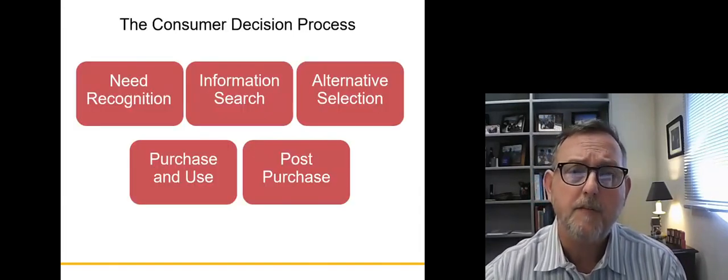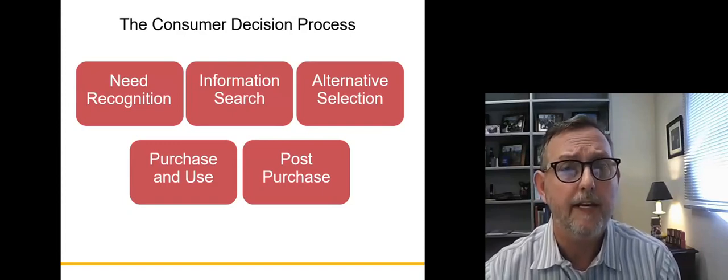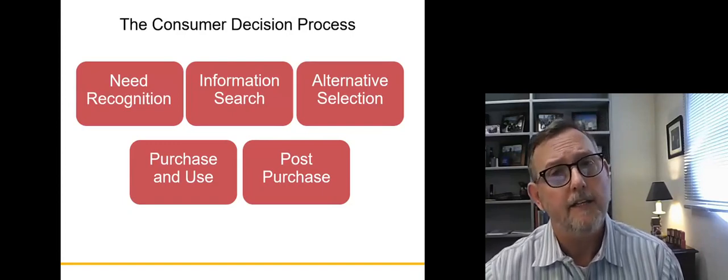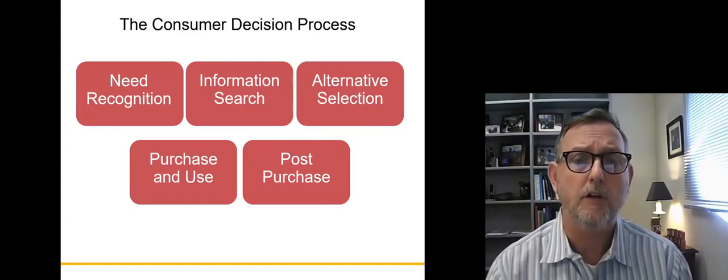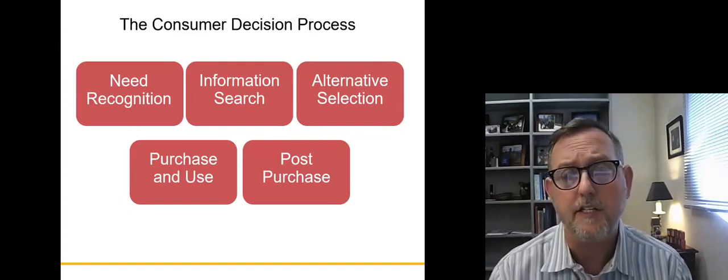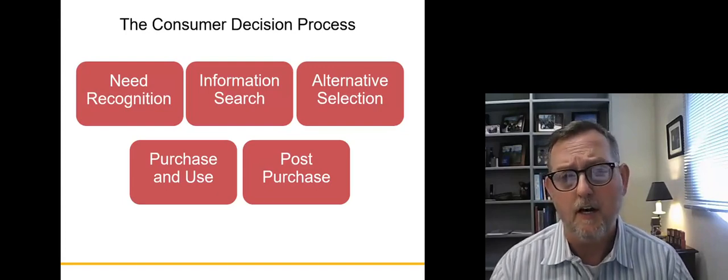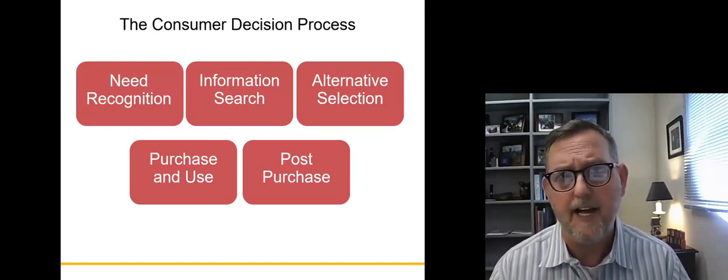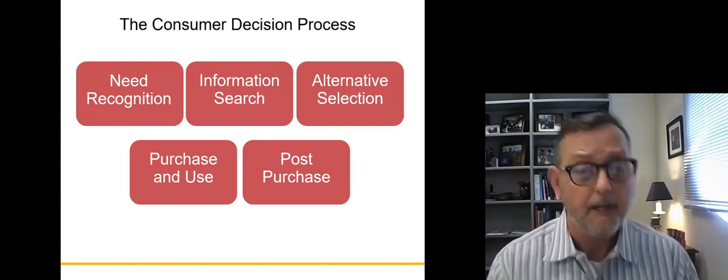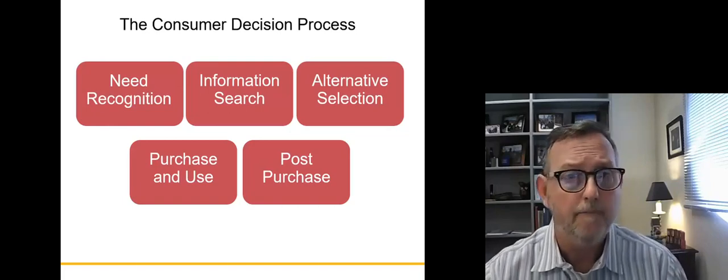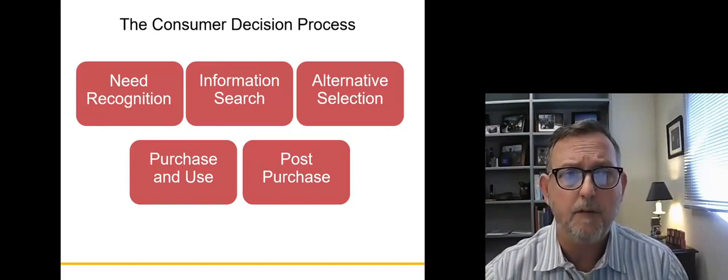So if you'll remember, the 5 steps include need recognition and information search. And in this video, we'll talk a little bit about alternative selection, purchase, and use, and then very importantly, post-purchase feelings and affirmation and behaviors. So we'll jump right into it.